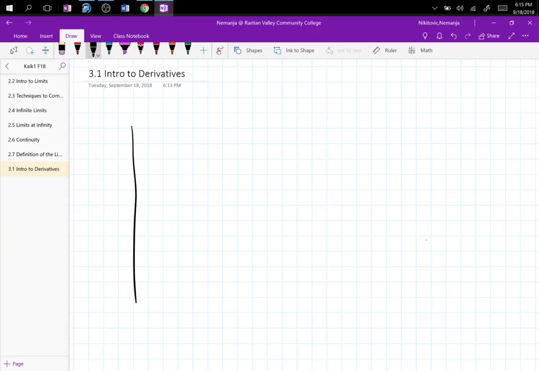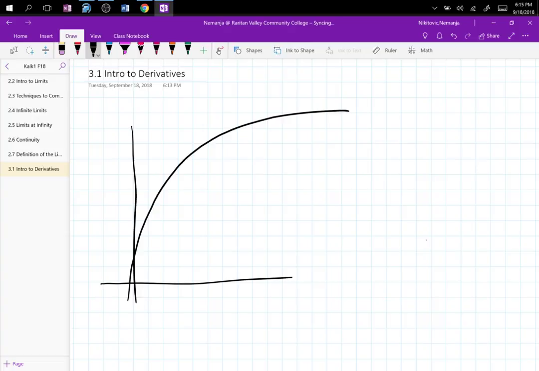So what I'm going to do is draw a function, f of x, and I'm going to put a point over here.